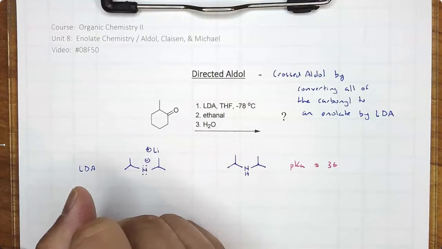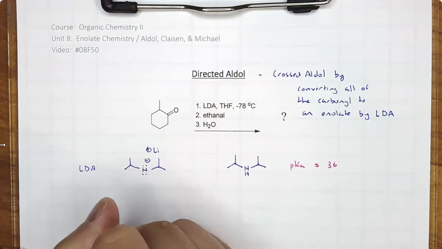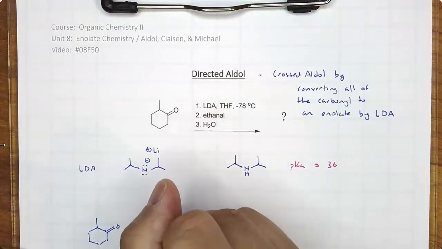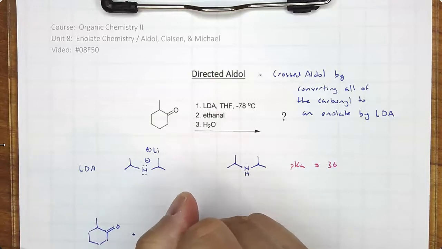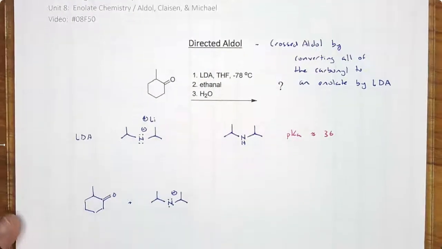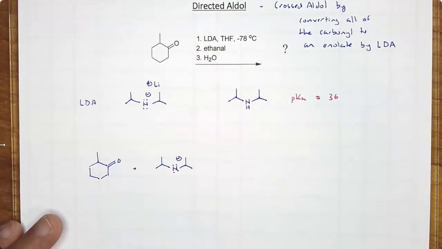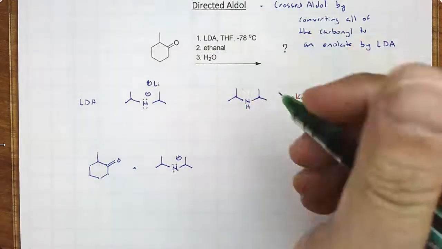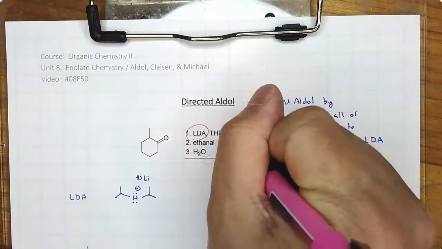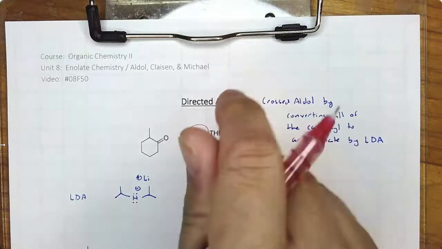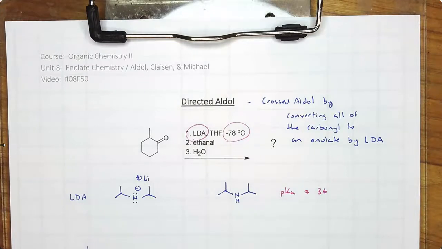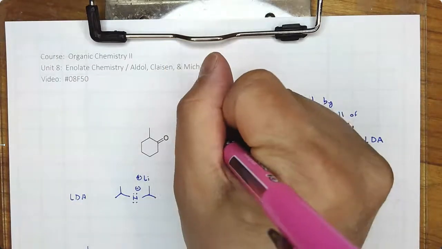So the first issue is this. We have an unsymmetrical ketone. Do you remember what happens when we use LDA with an unsymmetrical ketone? Let me give you a hint. We're either forming the kinetic enolate or the thermodynamic enolate. We are at very low temperatures. We're using LDA, strong base, bulky base, crowded base, at very low temperatures. My thinking is that you will make the kinetic enolate.